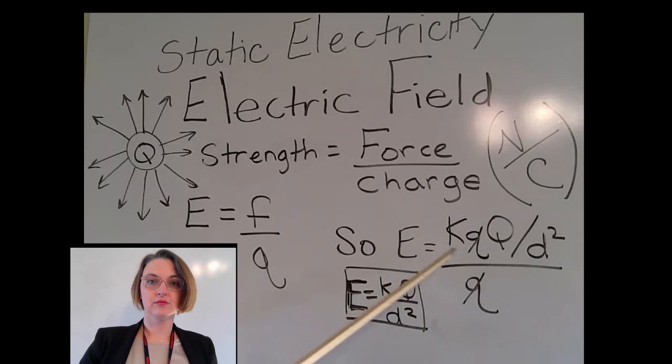As you can see, when you plug in Coulomb's law for the force, the test charge cancels out, and you're left with the E field equals K times Q over the separation distance squared. The electric field strength is a vector with both magnitude and direction and units of newtons per coulomb.